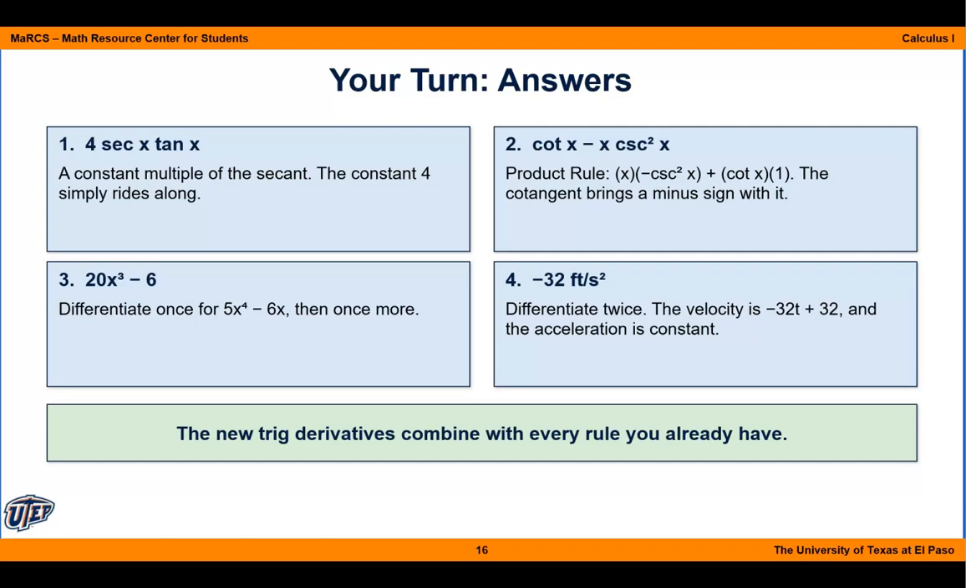For problem 3, differentiate the polynomial once and then differentiate the result. f prime of x equals 5x to the power 4 minus 6x, and f double prime of x is equal to 20x cubed minus 6. For problem 4, the first derivative gives velocity and the second gives acceleration. v of t is equal to negative 32t plus 32, and a of t is equal to negative 32 feet per second squared. These examples combine the new trigonometric derivatives and the higher order derivatives with the rules we already know.